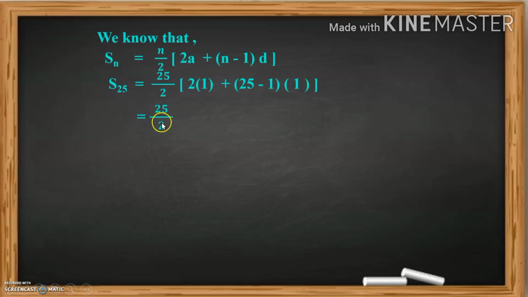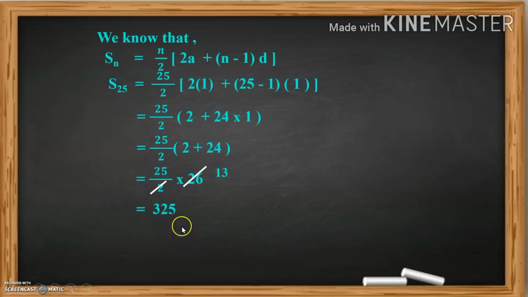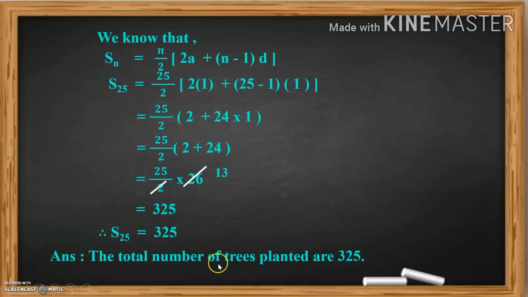Next step, it will be 25 upon 2, 2, 24 into 1. On simplifying this, you'll get 25 upon 2 into 2 plus 24, which is equal to 25 into 26. This will get cancelled. You'll get here 13. 25 13s are 325. So you will get S25 is equal to 325. Then you have to mention the final answer. The total number of trees planted are 325.